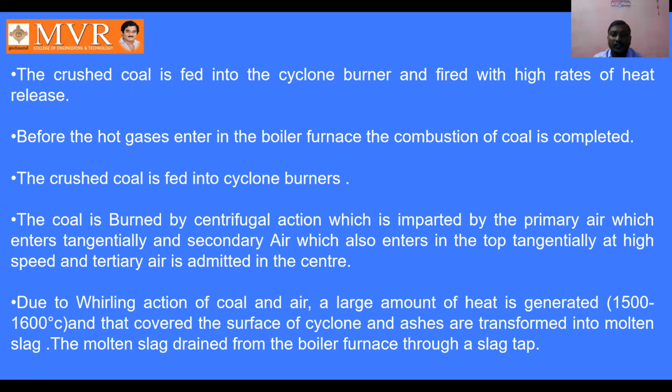The crushed coal is fed into the cyclone burners. The coal which we crush in the crusher is fed into the cyclone burners, and the coal is burned by centrifugal action, which is imparted by the primary air which enters tangentially, and secondary air which also enters at the top tangentially. Both the primary air and the secondary air enter tangentially at high speed, and tertiary air is admitted in the center.